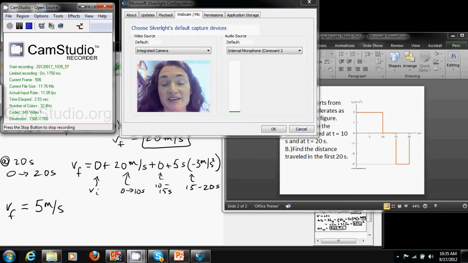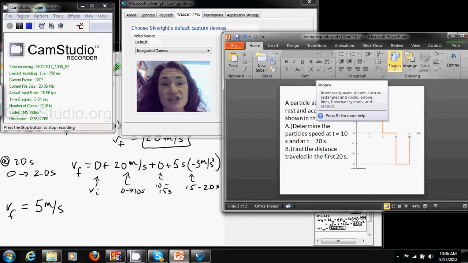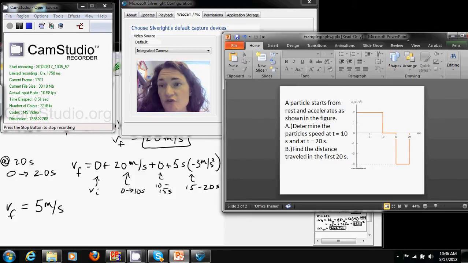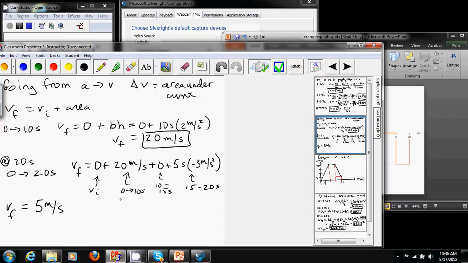Okay, now for part B. So in part B of that problem, remember it's asking you to find the distance traveled in the whole first 20 seconds, okay? So let's go back to the part that I worked from before. So here we go. This is where we left off.